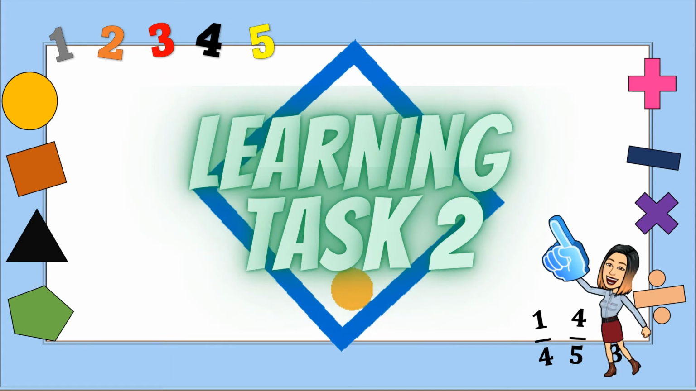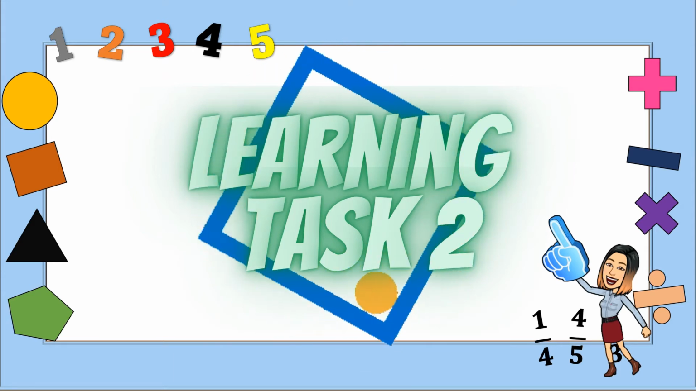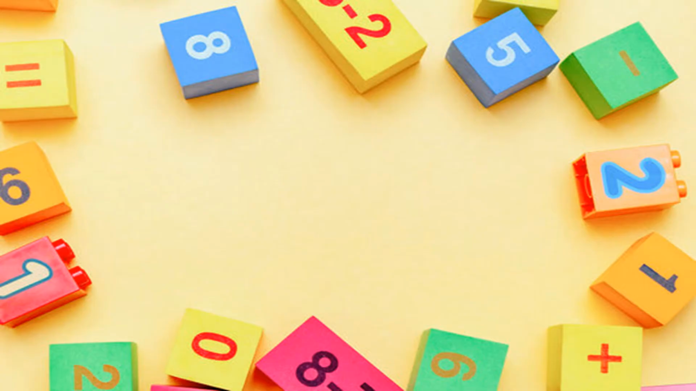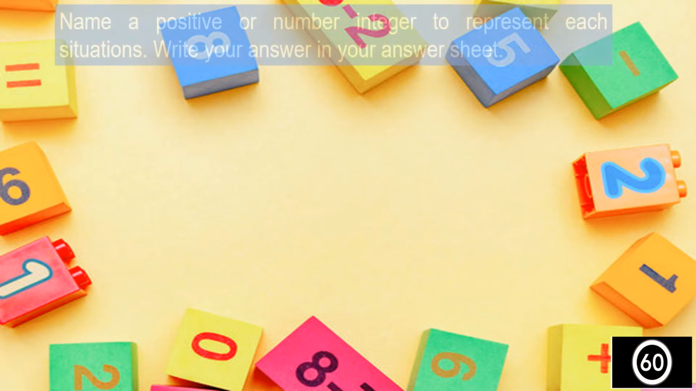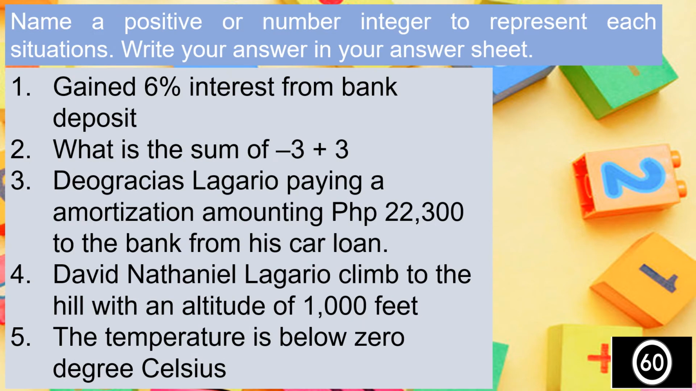Learning task number 2. Name a positive or negative integer to represent each situation. Write your answer in your answer sheet. Number 1, gained 6% interest from bank deposit. Number 2, what is the sum of negative 3 and positive 3?